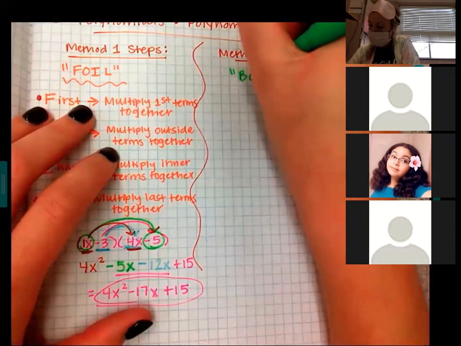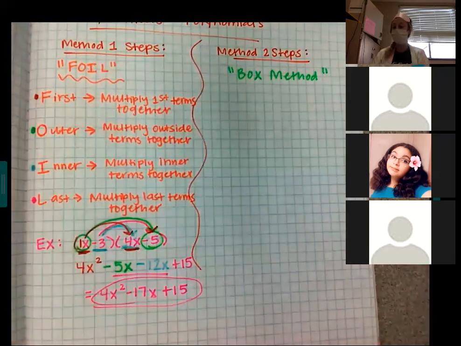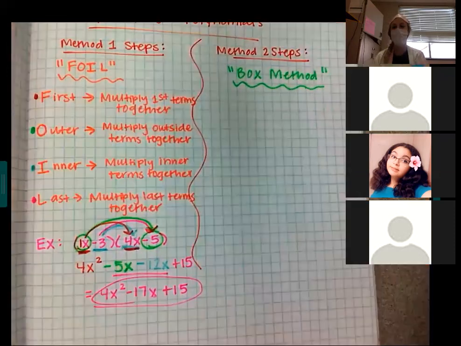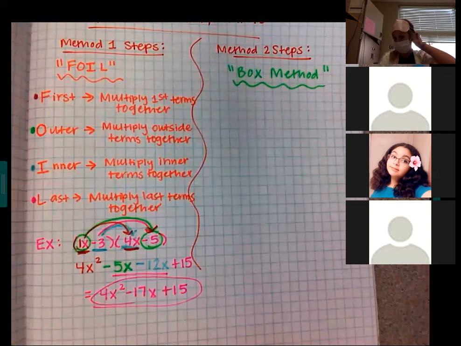So your second method is called the box method. Basically, we're going to be making a big table. I've heard of this method before. Yeah, so if you're in biology or like in middle school, they did box method for something different. It's different if you're talking about for math.